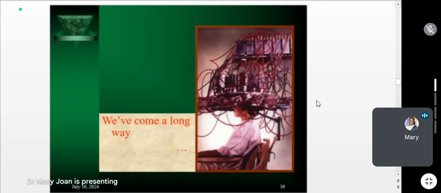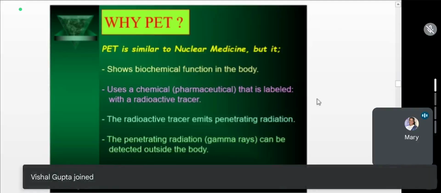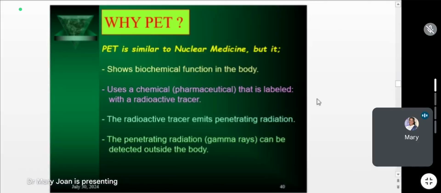So from a head scanner, we have come a long way by having advanced detector materials, detector configurations, and multiple radioisotopes and radiopharmaceuticals. This is similar to nuclear medicine, where we have functional information based on the biochemical function in the body. It uses a chemical or pharmaceutical that is labeled with a radioactive tracer, and the radioactive tracer emits penetrating radiation. The penetrating radiation can be detected outside the body.